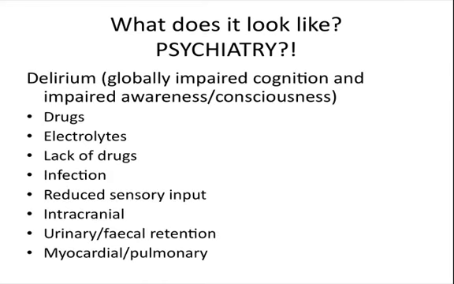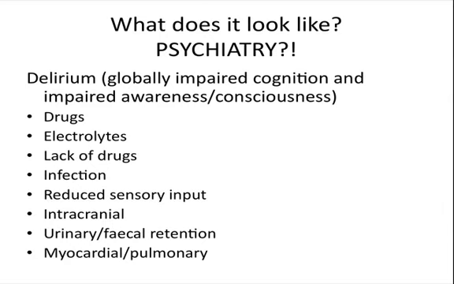So that was a bit of a mouthful, but now we're on to delirium, which is a globally impaired cognition with impaired awareness and consciousness. So it's not necessarily that they're not aware of what they're doing, it's more that they're completely out of it. If it helps to think about this, let's think about the causes. So drugs, and when I say drugs, I also include alcohol. So people that aren't really with it 100%.